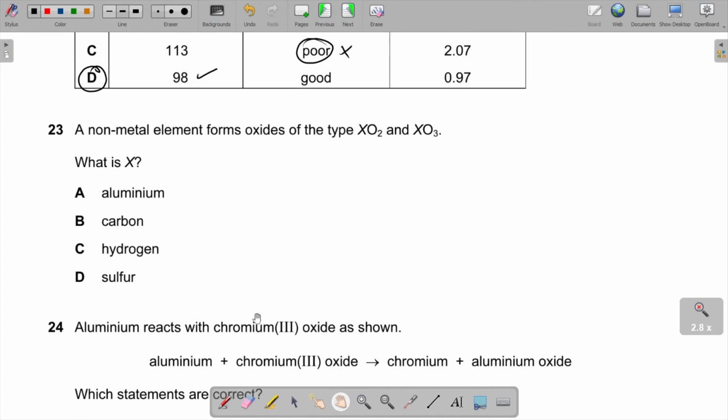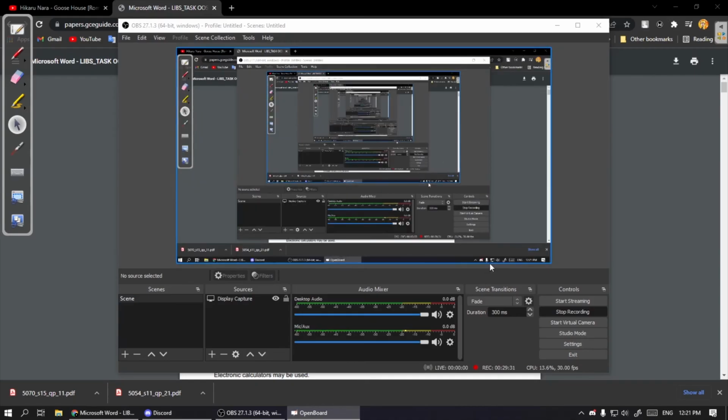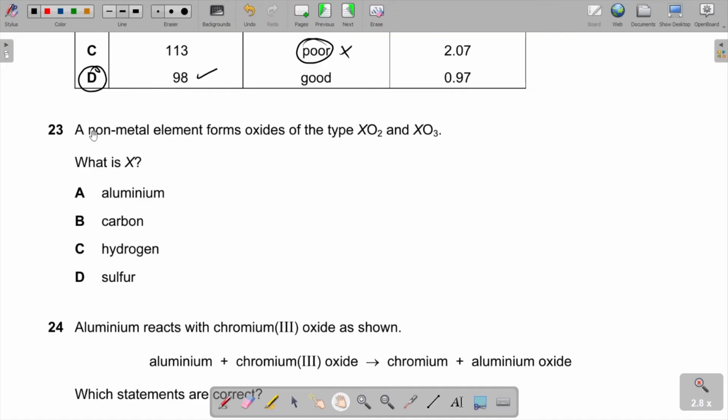Question number 23. A non-metal element forms oxides of the type XO2 and XO3. What is X? These two suggest that it has a variable oxidation state. So what does a variable oxidation state refer to? It cannot be aluminum, or can it? It cannot be carbon.